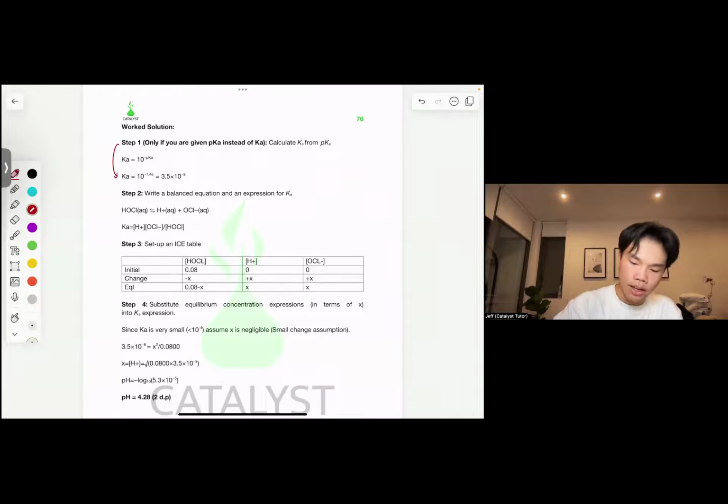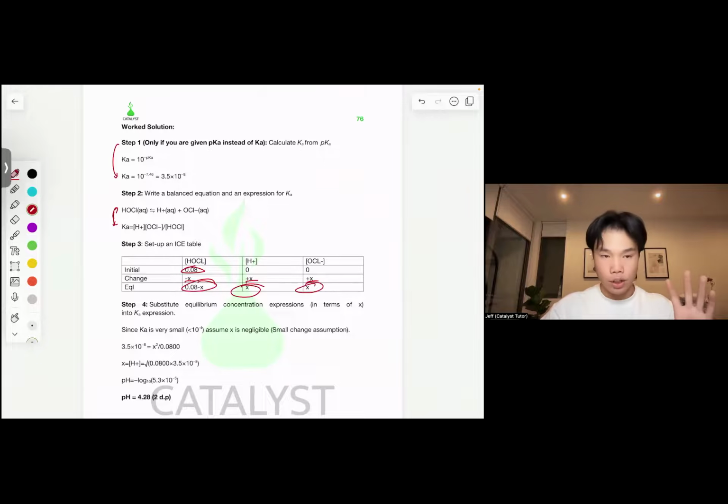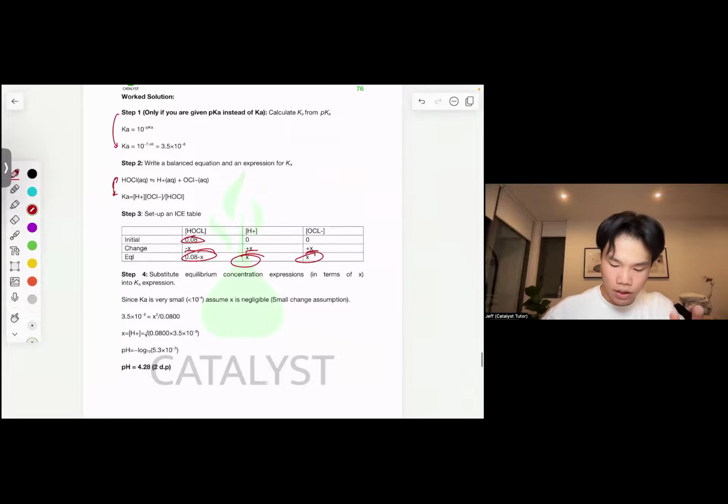You find the Ka, and you solve for the Ka expression based on the equation you write. You do an icebox inserting the initial acid concentration and showing changes of X for each, because it's in a 1-to-1-to-1 ratio, giving you end equilibrium concentrations. And you can apply the small change assumption here, because the Ka expression is significantly small.